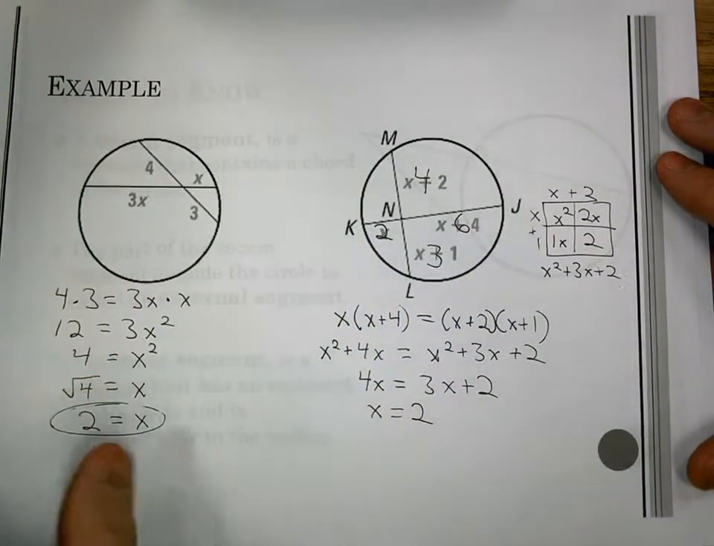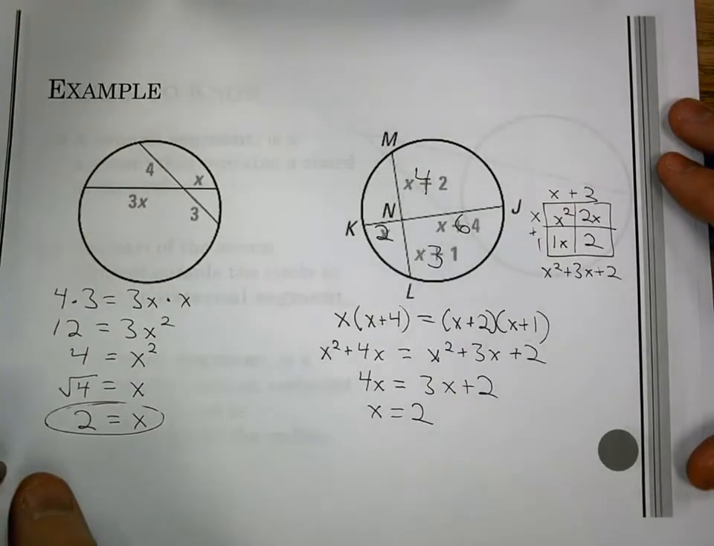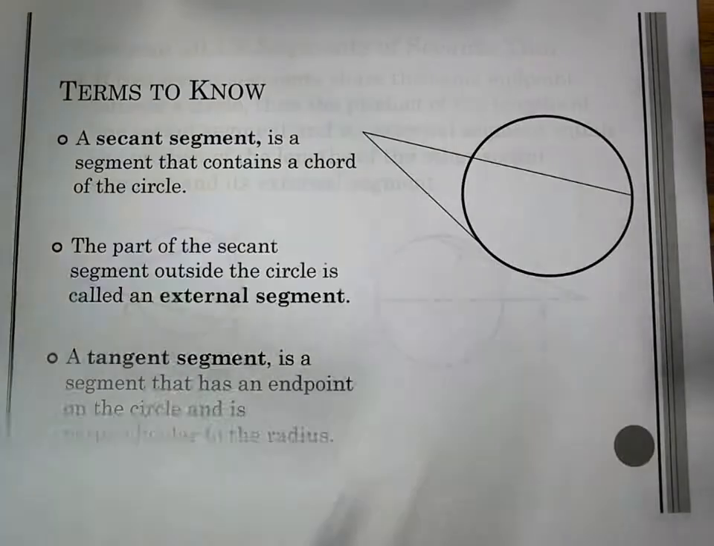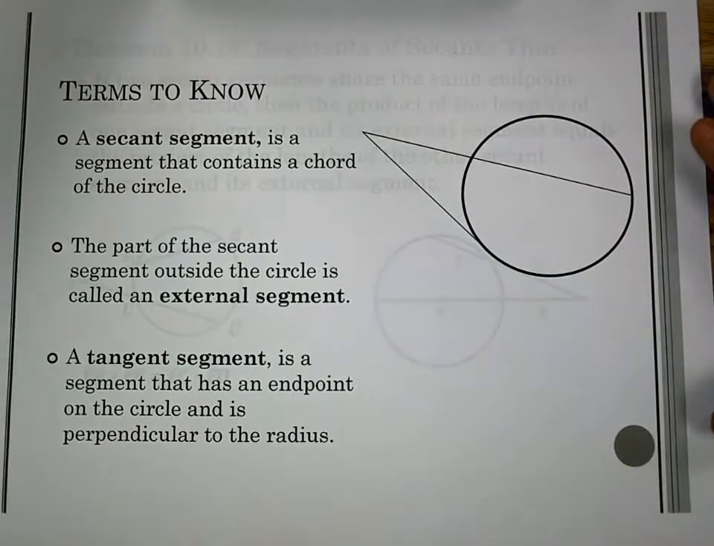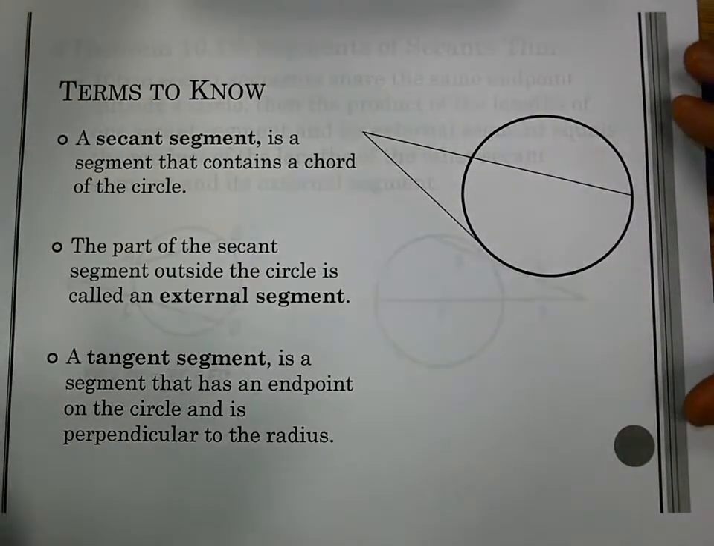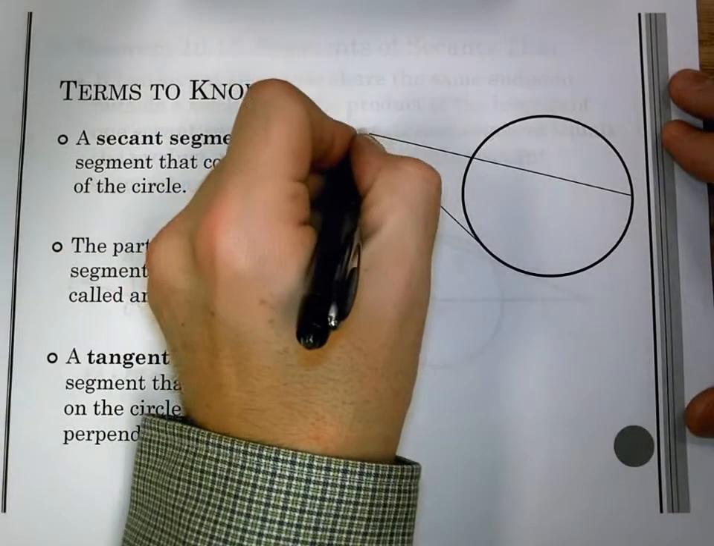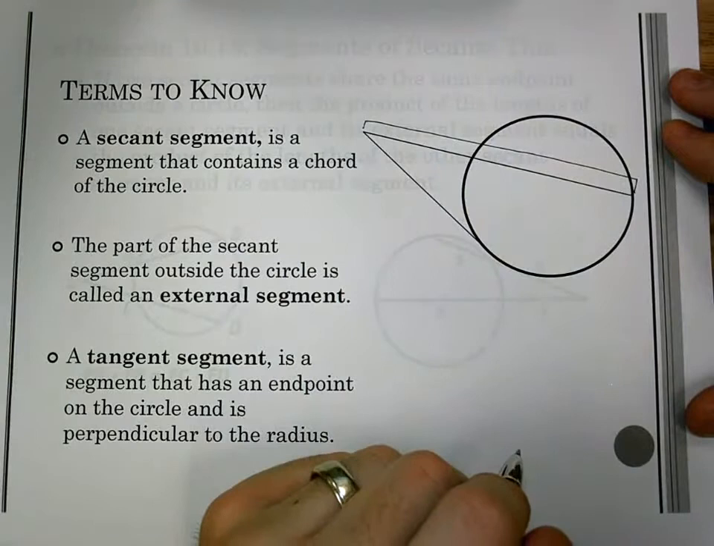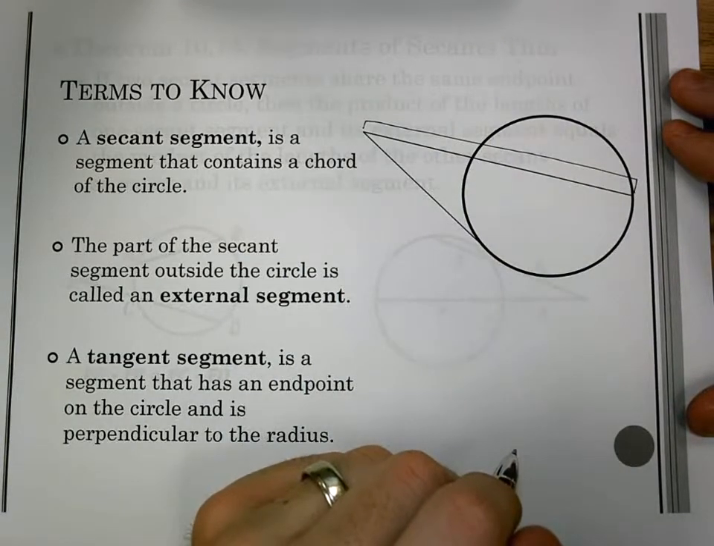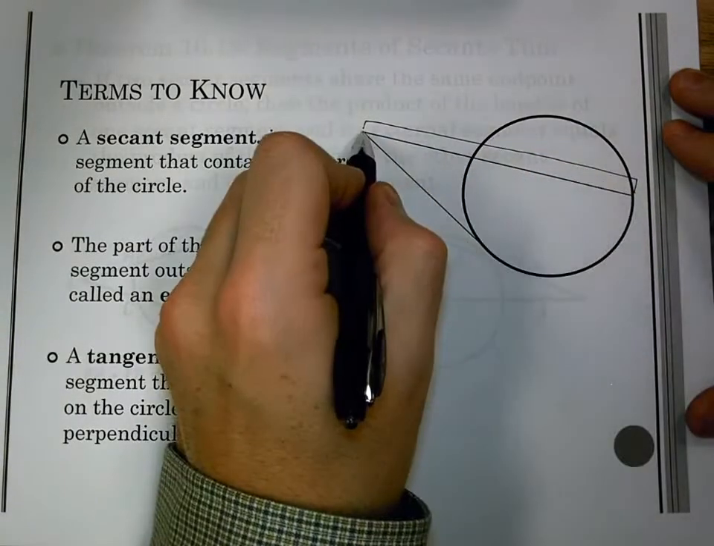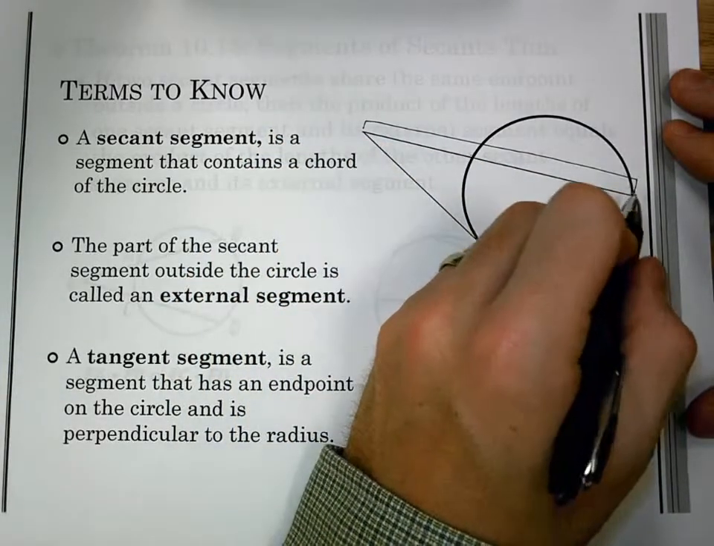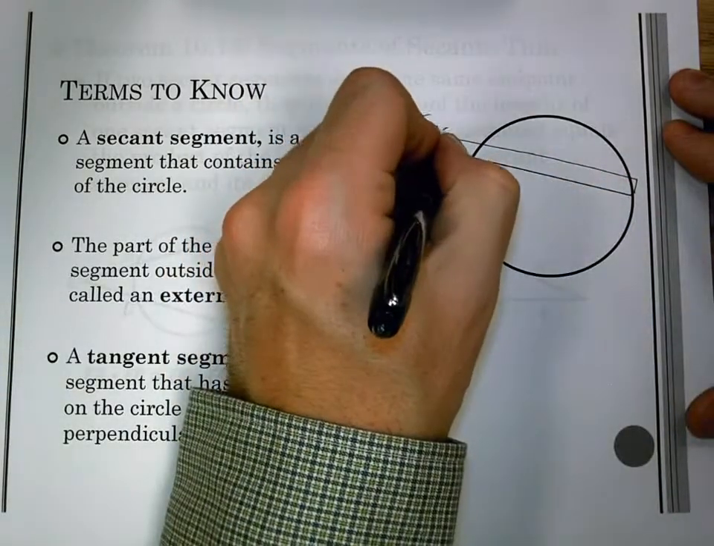So that's when we have it on the inside. We're going to multiply the segments of the same chord together. Now if we shift to outside, here I'm going to have what we call a secant segment. And we know that a secant is a line that intersects the circle at 2 points. We're going to look at it in terms of a segment. So it's outside the circle, hits the circle at its 2 points, and that second one happens to be on the circle. So that is our secant segment.